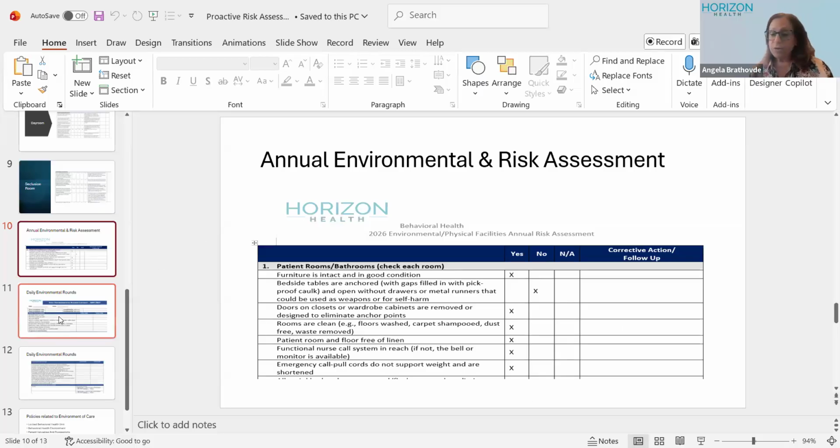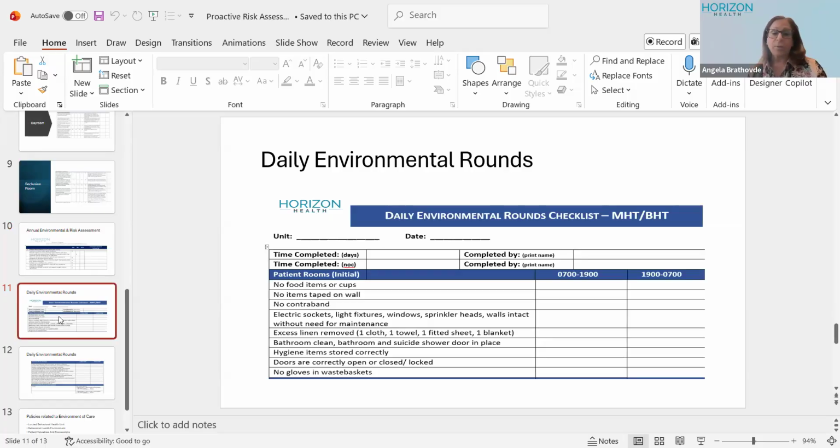So the next thing I'm going to talk to you about is daily environmental rounds. We're going to be moving to this form in a few weeks. Serena's going to be educating the MHTs on doing the rounds. You do rounds now. The MHTs do rounds now, the BHTs.